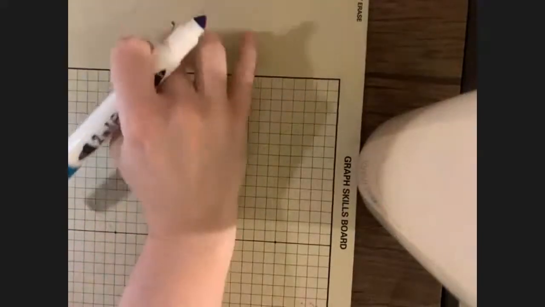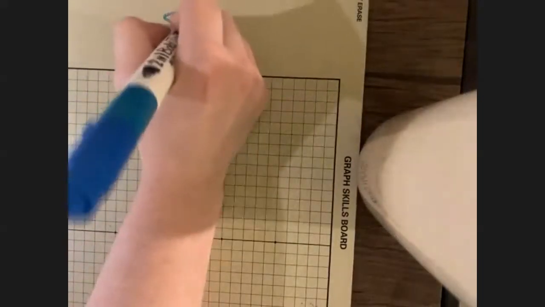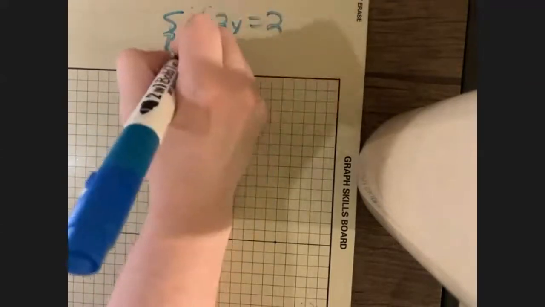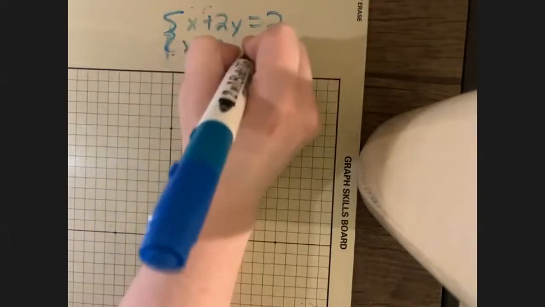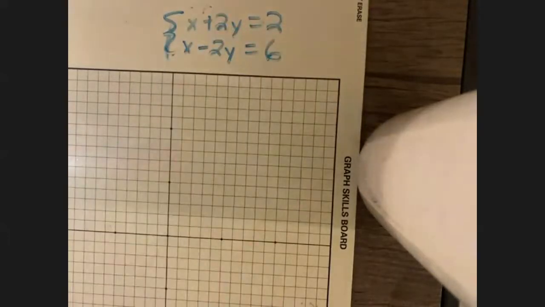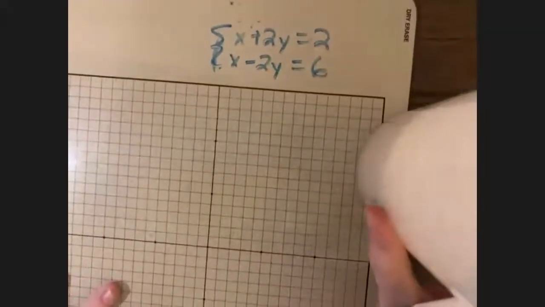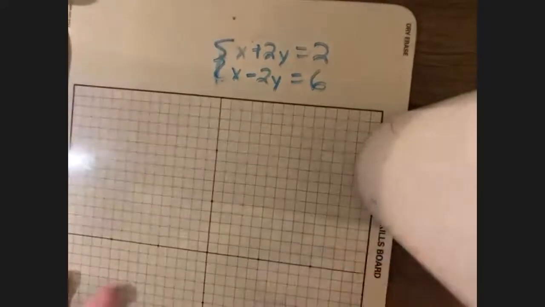So I'm going to flip my lovely board over, and I'm going to put this up here. We are going to do the system x plus 2y equals 2 and x minus 2y equals 6. So these are the 2 that we're going to do. Now, the first thing is I got to get them into y equals. So I'm going to pull this up and over here. I'm going to rewrite this.